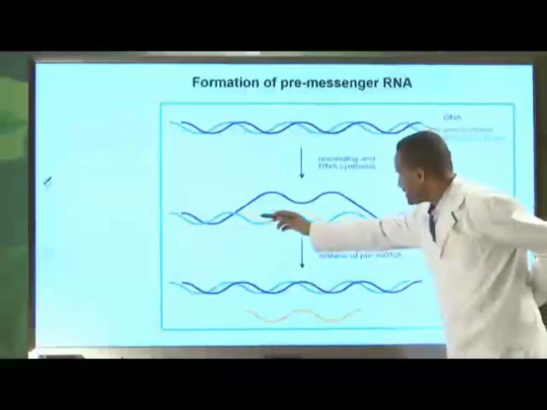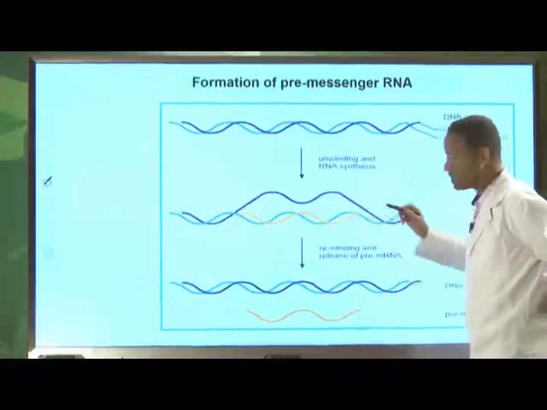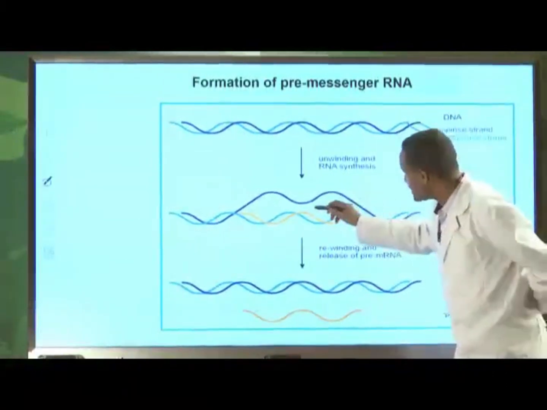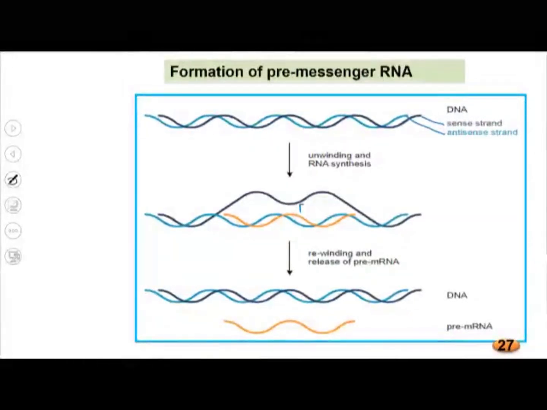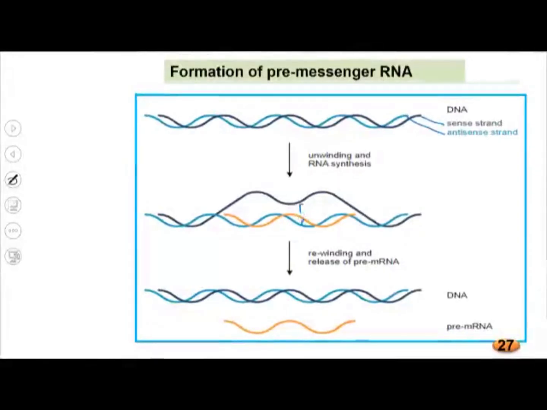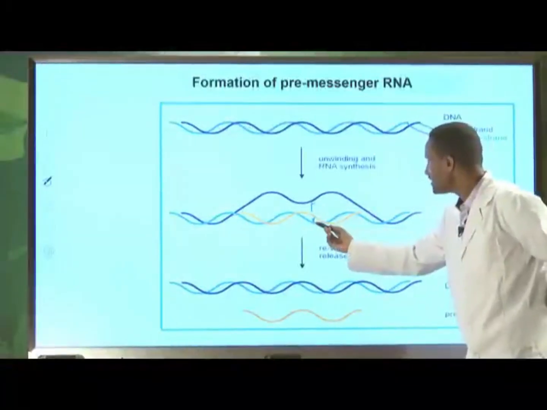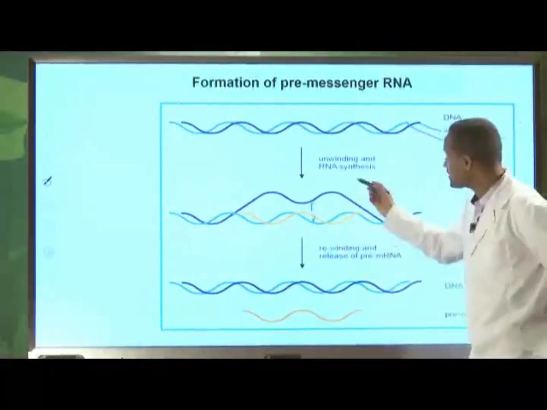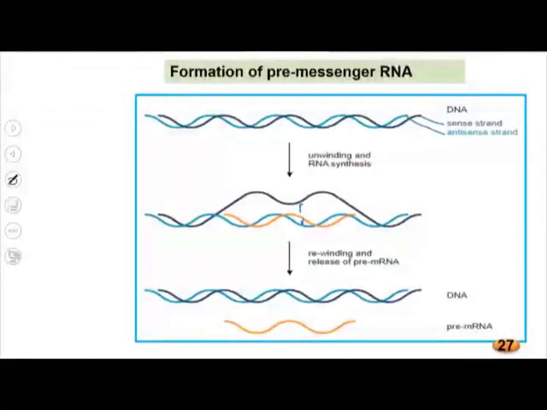here the pre-messenger RNA, which is yellow in color, starts to be formed, which is the exact copy of the sense strand, but it is transcribed from this strand, which is the antisense strand. This pre-messenger RNA is transcribed from the antisense strand, but it is the copy of the sense strand. Finally, the pre-messenger RNA is formed.